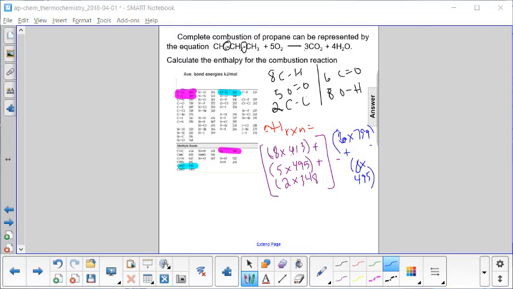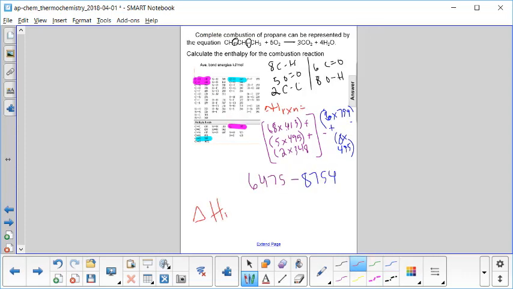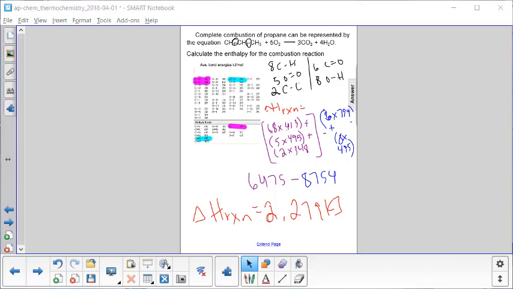All right, if I put in all the values on the left for the reactants that I see in purple, I get 6,475 minus, and then if I put everything in on the right for the products, I get 8,754. So if I find the difference there, 6,475 minus 8,754, I get a delta H for my reaction equal to negative 2,279 kilojoules.